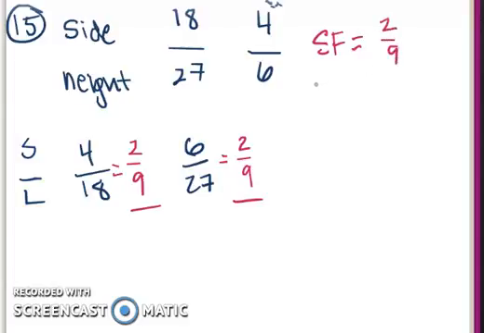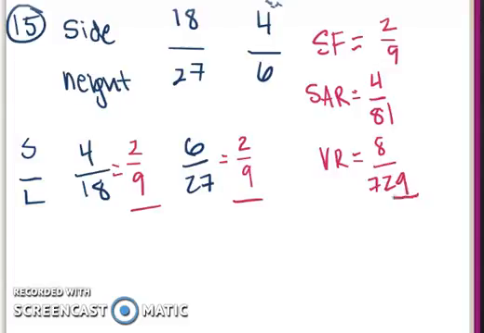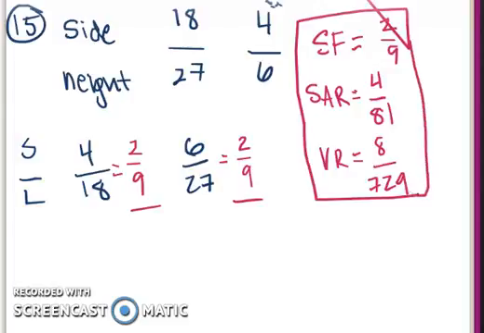Okay, next I want the surface area ratio, or SAR. That's going to be just squaring the 2 and the 9. So that's going to be 4 and 81. And then it wants me to find the volume ratio, the VR, virtual reality, if you will. And that's going to be 8 over, and this is going to be a quite large number. We're going to do 9 to the third power, which is 729. Okay, so there it is. Find that scale factor, and then go ahead and find the squared version and the cubed version.